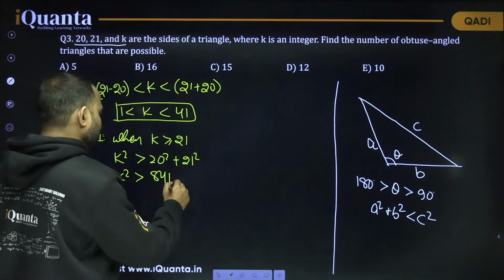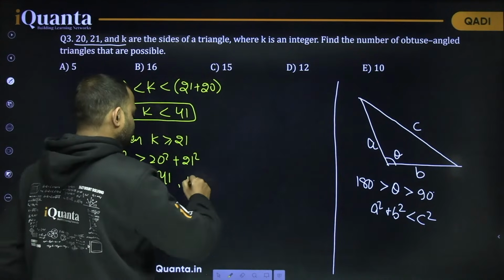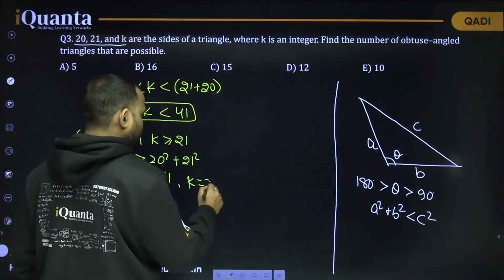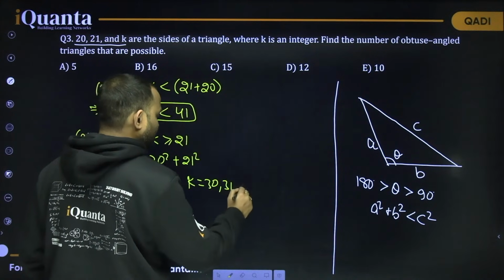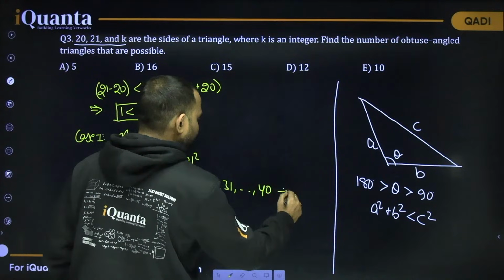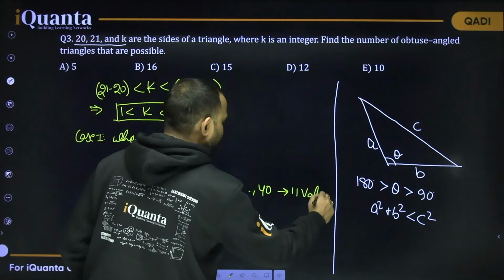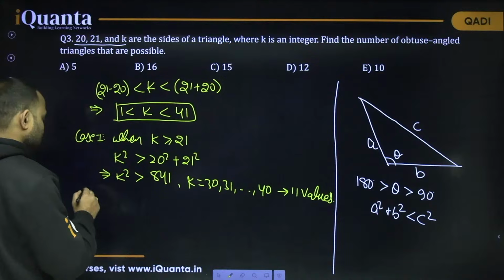So, k can take all the values which are greater than 29 but less than 41: 30, 31 till 40. So, how many values? k can take 11 values. Okay.